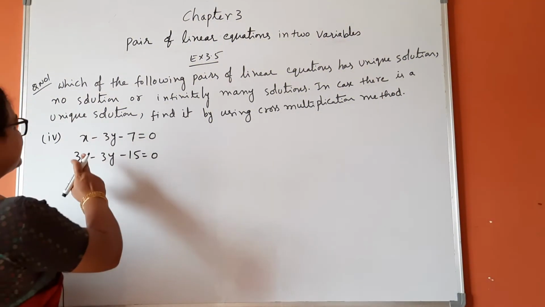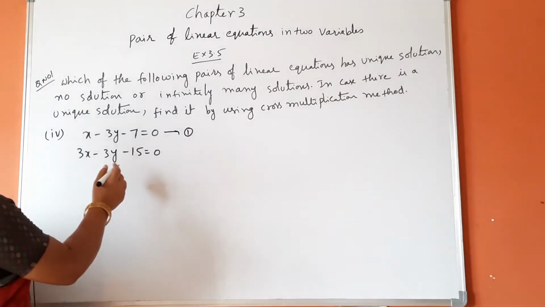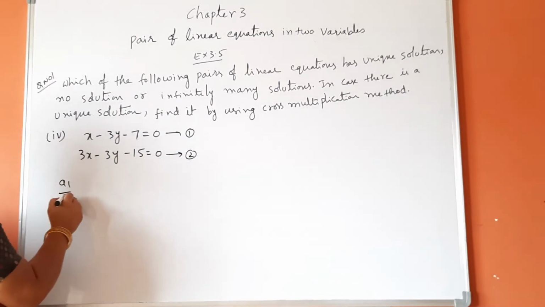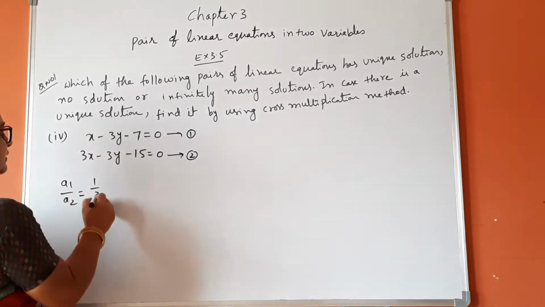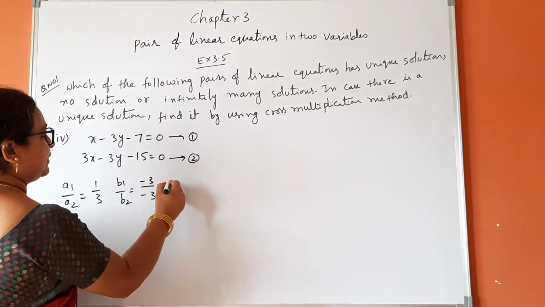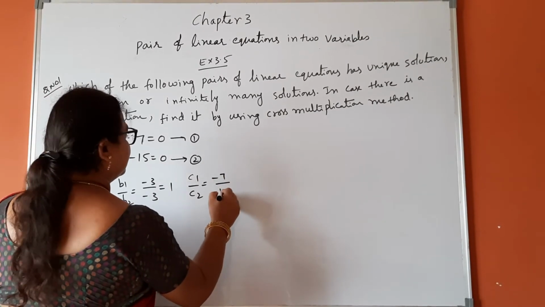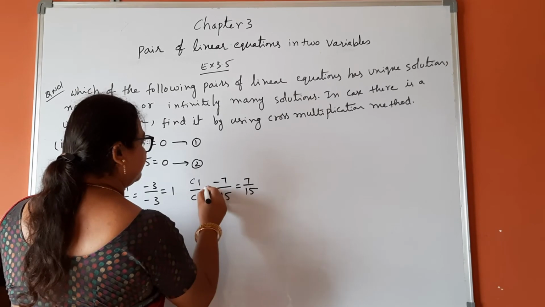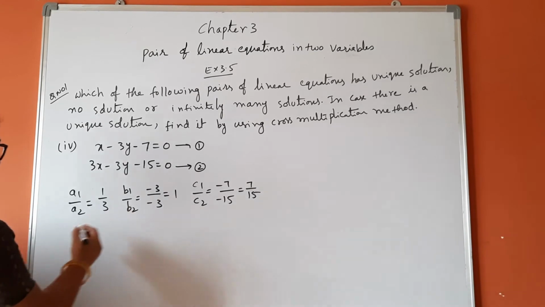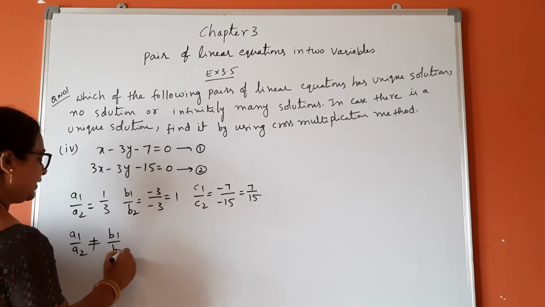Fourth sum, x minus 3y minus 7 is equal to 0 is the first linear equation, and 3x minus 3y minus 15 is equal to 0 is the second linear equation. Then a1 by a2 is equal to 1 by 3, b1 by b2 is equal to minus 3 by minus 3, that is 1, c1 by c2 is equal to minus 7 by minus 15, that is 7 by 15. So clearly a1 by a2 is not equal to b1 by b2.